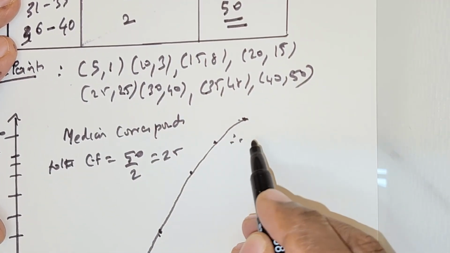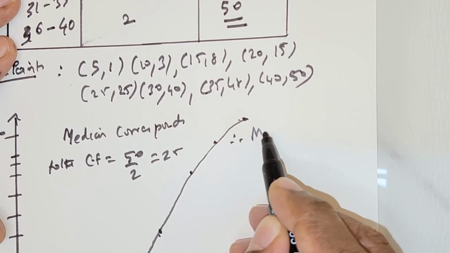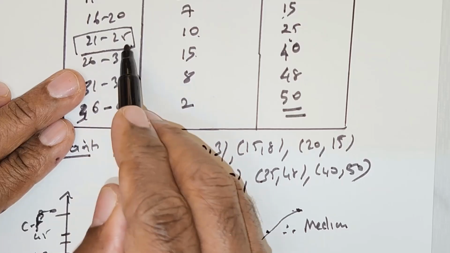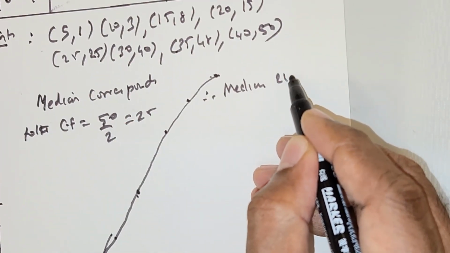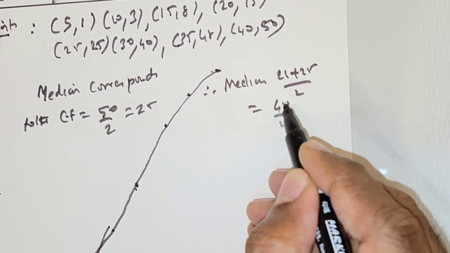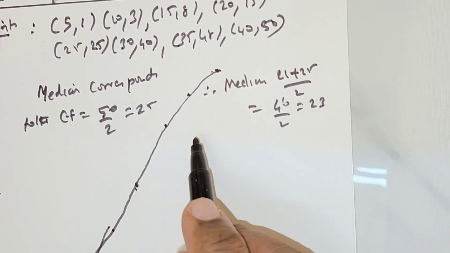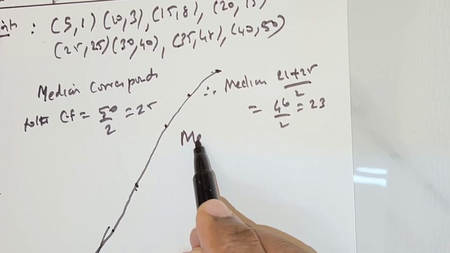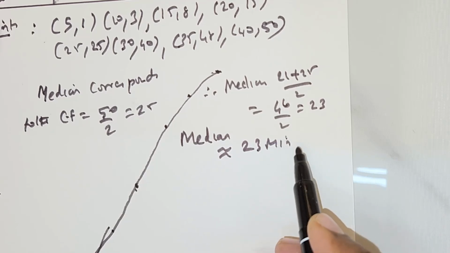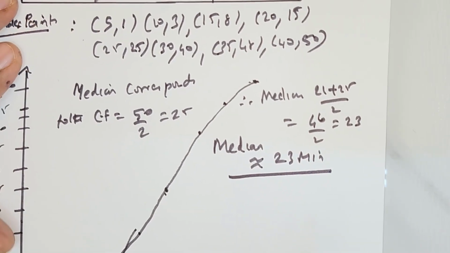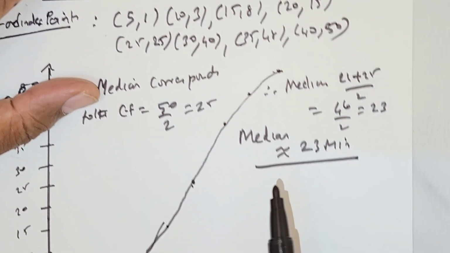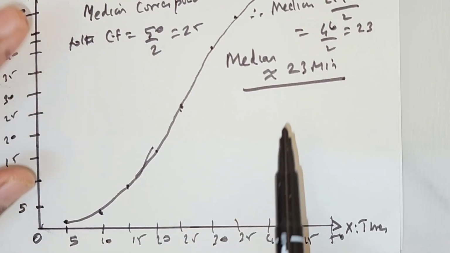So therefore the median is, now we are given an interval 21 to 25. So you add 21 with 25 and you divide by 2. So what do you get? You get 46 divided by 2. That's going to be 23. So the median is approximately 23 minutes. So that's the solution. Okay, so we have completed part 1, graphing part 2, part 3.